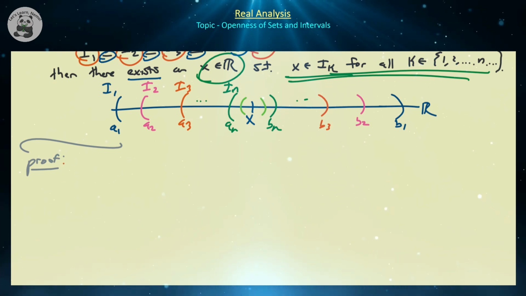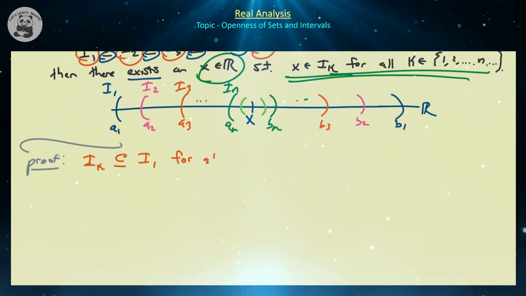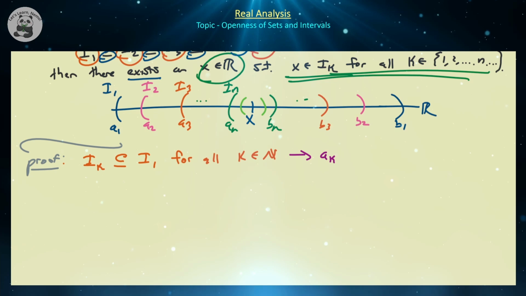From this picture you get a lot of interesting and obvious things. The first thing is that the interval Ik is a subset of I1, because I1 is the biggest set of them all, and this is true for all k in the set of natural numbers. If you have a finite collection, then it's just a subset of the naturals, but this is a little more general. And if that is true, then ak is less than or equal to b1, and that's also true for all k in the set of natural numbers.